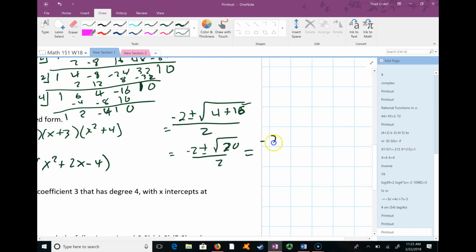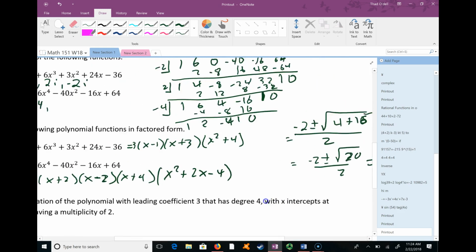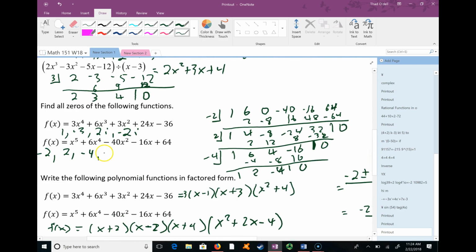And that would be -2 plus or minus. Now, the square root of 20 is equal to the square root of 4 times the square root of 5. And of course, the square root of 4 is 2. So that's how you simplify that. That'd be 2 rad 5 down there and 2 there. And notice 2 is a factor of both terms in the top. So you can actually simplify this to -1 plus or minus the square root of 5. So that's what I put up here. Be -1 plus the square root of 5 and -1 minus the square root of 5.